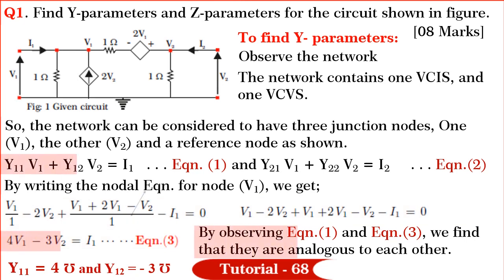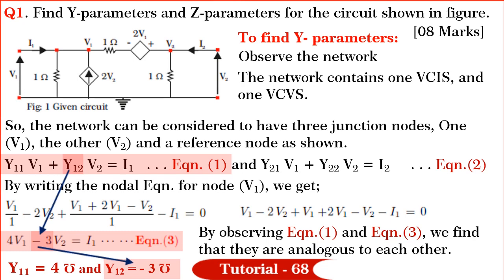Now, observe equation 1 and equation 3, they are analogous to each other. Hence, by comparing the coefficients of V1 and V2, we get Y11 is equal to 4 mho and Y12 is equal to minus 3 mho.